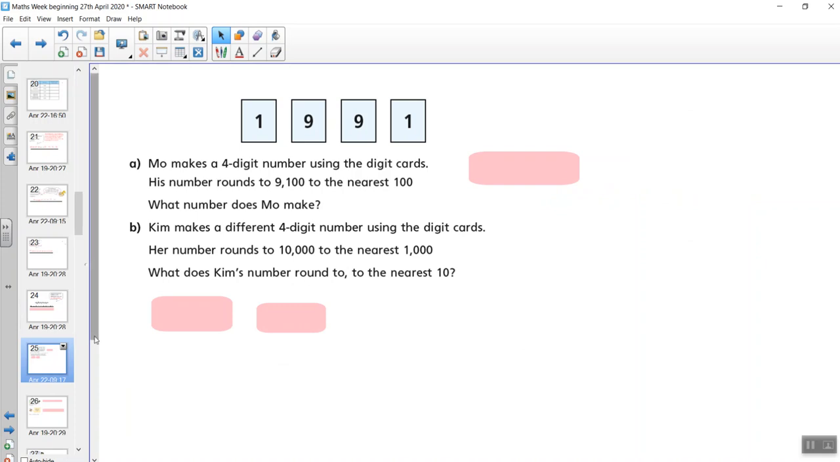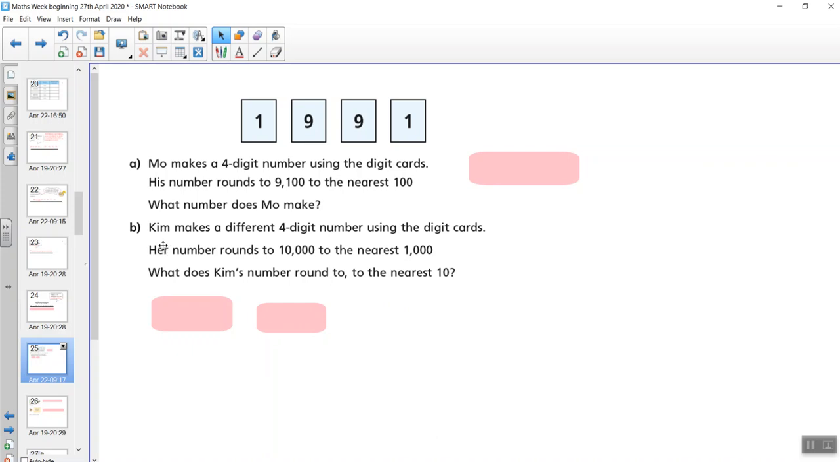Okay, we've got another reasoning question here about rounding. It says, Mo makes a 4-digit number using the digit cards. Here they are. His number rounds to 9,100 to the nearest 100. What number does Mo make? So with these digit cards, you have to arrange them so that when you round it to the nearest 100, the number is 9,100. And when you've had a go at that, there's another one here to look at.